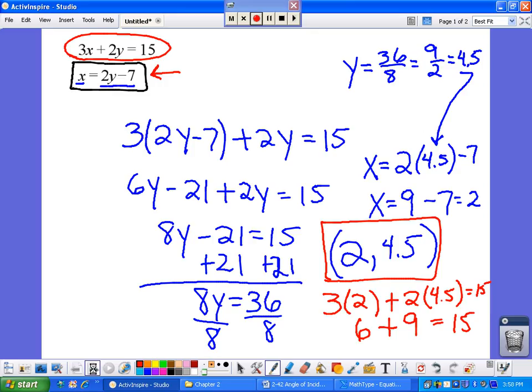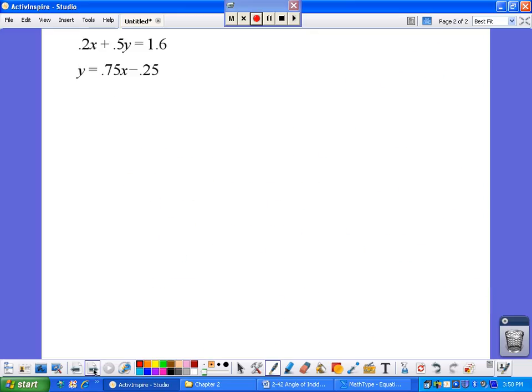Okay, going to the next problem. Next problem is number 4 on your packet. So I'm going to start off with substituting in for the variable that's all by itself. And I notice here that y is all by itself. So y, also known as this. Anywhere I see y, I can change it to 0.75x minus 0.25. So I'm going to do that.